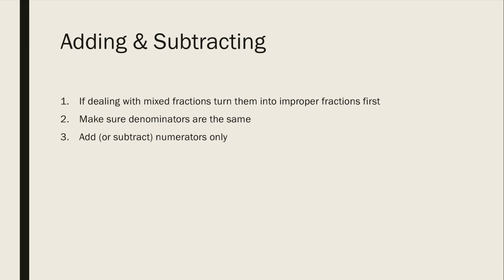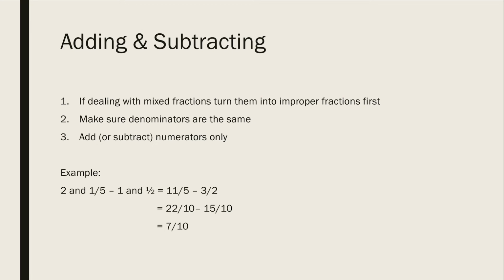Addition and subtraction. First, you want to make sure the denominators are the same. Then, you want to add or subtract the top lines, numerators only. And then, if you're adding or subtracting mixed numbers, it usually helps to convert them into improper fractions first, as we did in multiplication and division.